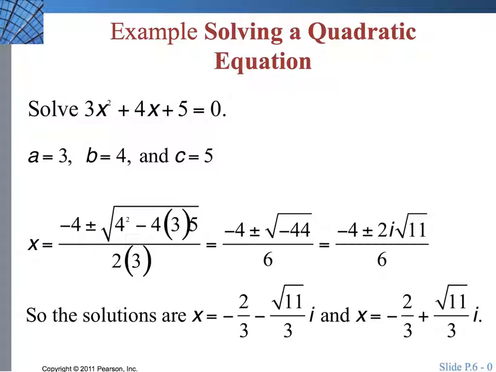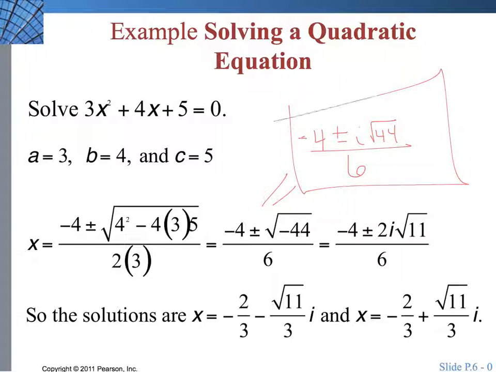Hopefully you ended up with this number right here, negative 2/3 plus the square root of 11 over 3 times i. It would also be okay to write your answer like this, negative 4 plus or minus i times the square root of 44 all over 6, and then put it in standard form from there. So give that 6 to both pieces of the numerator if we needed to, but this answer right here is good too if you don't simplify your root.